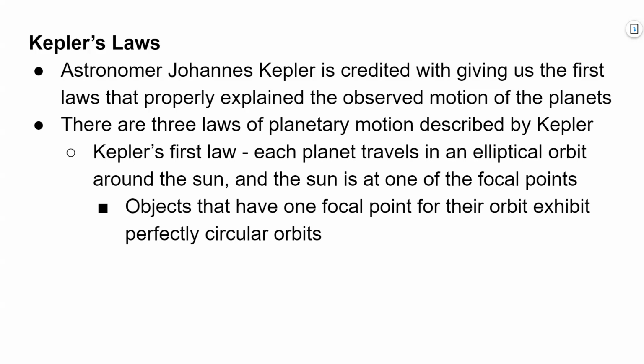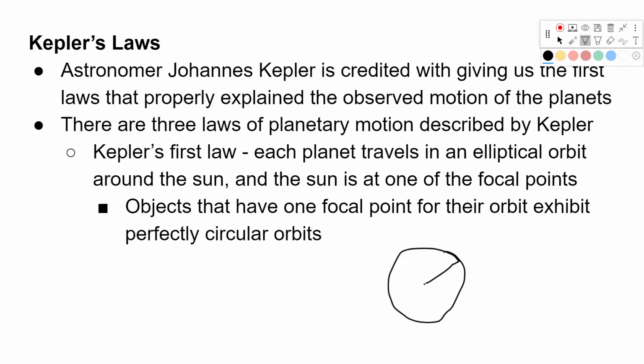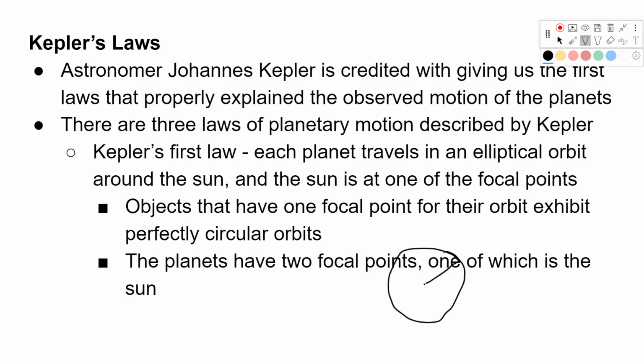Objects that only have one focal point for their orbit exhibit perfectly circular orbits. This is very similar to circular motion as we have been describing it, right? If you have a point in the center that you're orbiting, and there's a force holding you in that orbit, your orbit is going to be perfectly circular. My drawing there, not so much perfectly circular. However, if there are 2 focal points, one here and one here, being attracted to both of these focal points causes that orbit to be more elliptical in shape, like a squashed circle or an oval.